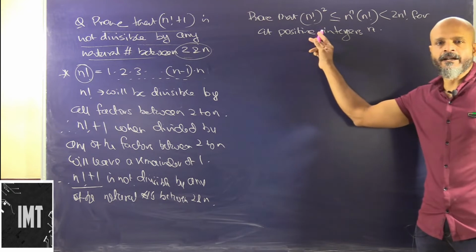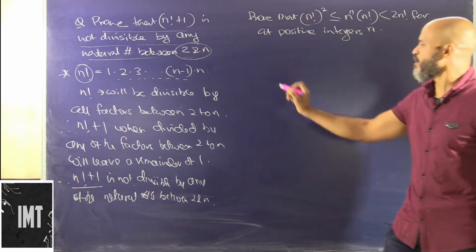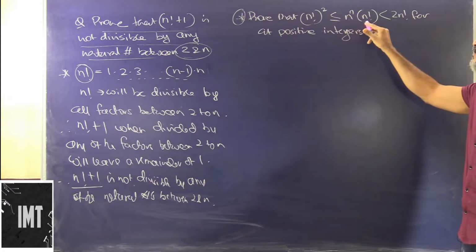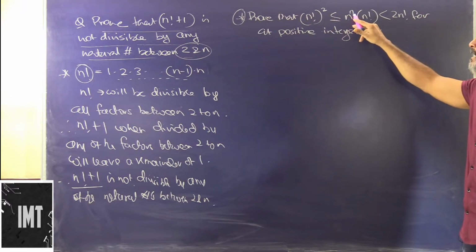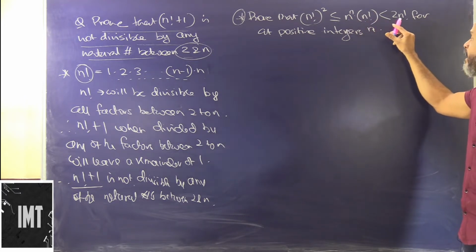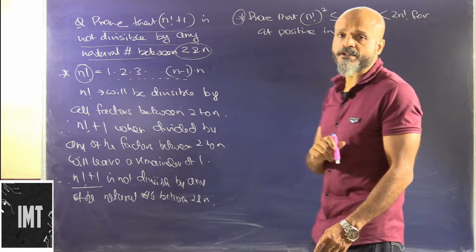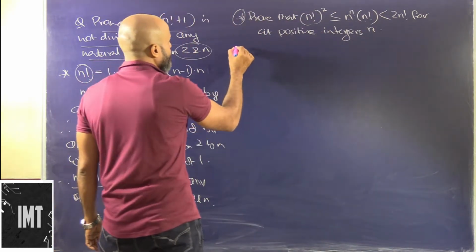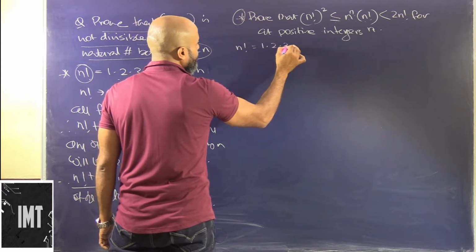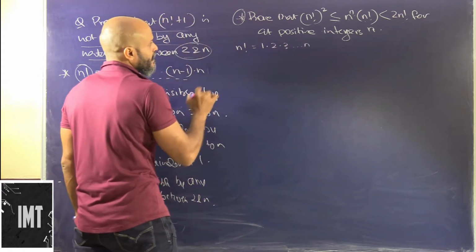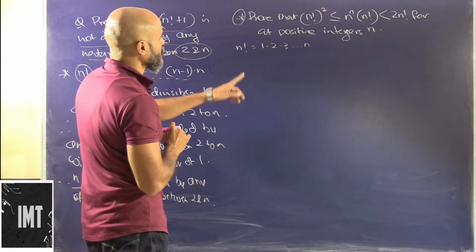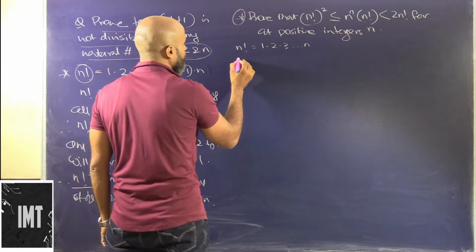Okay, so now we will come to this part. This is another question here. Prove that factorial n whole square is less than factorial n to the power of n into factorial n, which is less than 2 factorial n for any positive integer n. So let's look at it here. Factorial n can be written as 1 2 3 till n. Okay, now factorial n can be written as this.